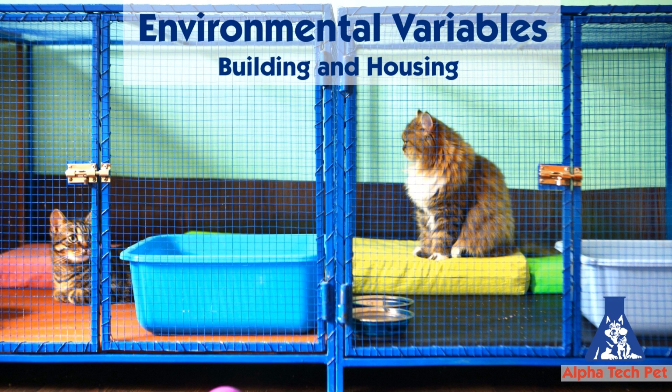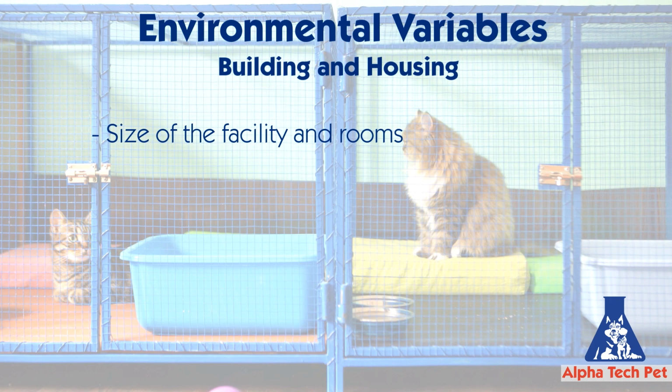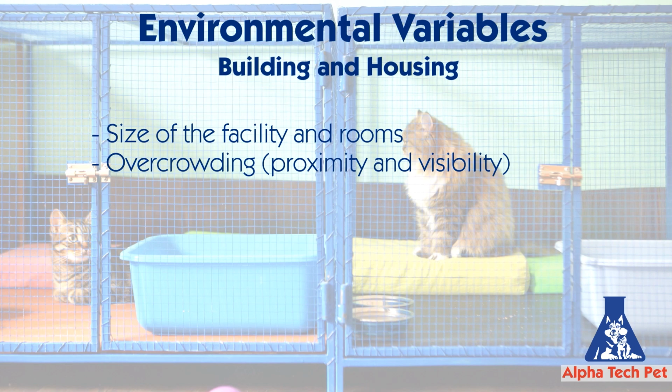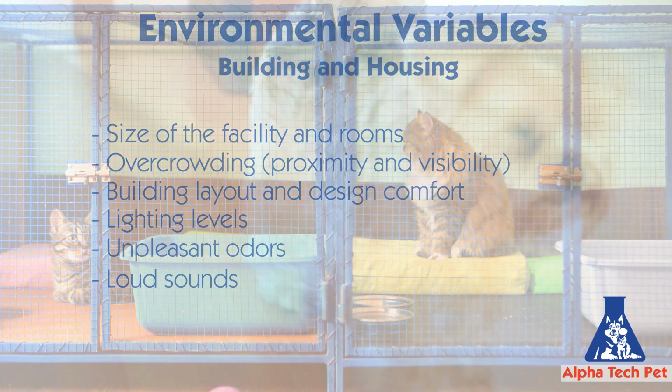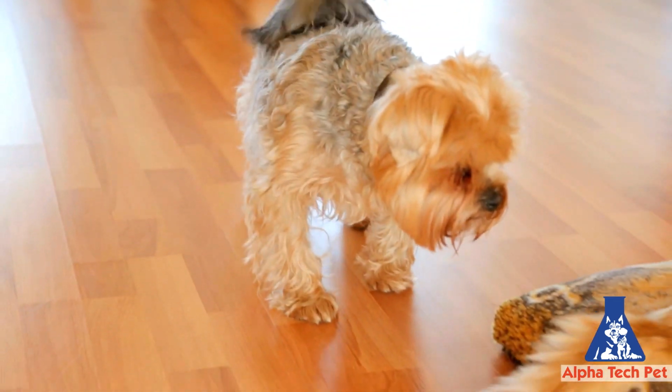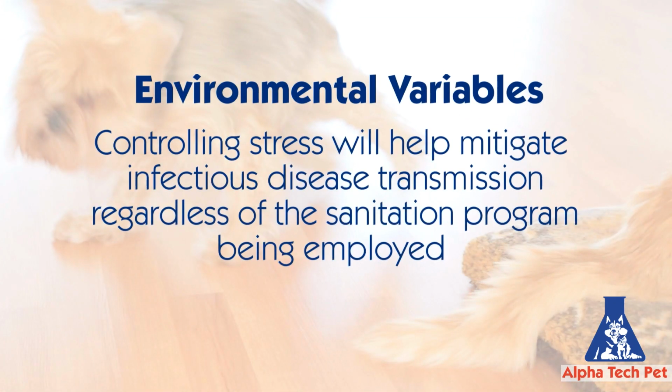Building and housing issues that contribute to stress include the size of your facility and rooms. Are they large enough to accommodate your animal guests? Overcrowding, which includes proximity and visibility to other animals. Building layout and design comfort. Lighting levels. Unpleasant odors. And loud sounds. Think of it this way. If it's not what a pet is used to at home, then stress will definitely be a factor in your facility. Controlling stress will help mitigate infectious disease transmission regardless of the sanitation program being employed.